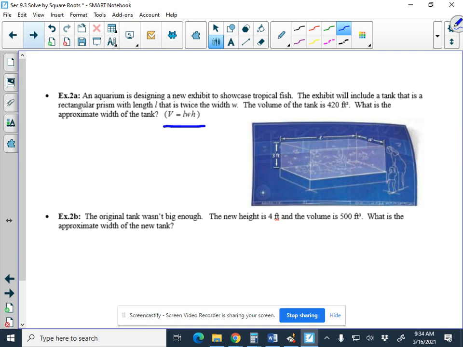Now, it gives us a formula. Volume equals length times width times height, LWH. So we're going to fill this in. It tells us the volume is 420 cubic feet. So instead of V, I'm going to put 420 in where I see a V, length, width, height. Now it says the length is twice the width. And let's see, what does it say about the height? Oh, in the picture, it says the height is 3 feet. So we got to get the rest of this information.